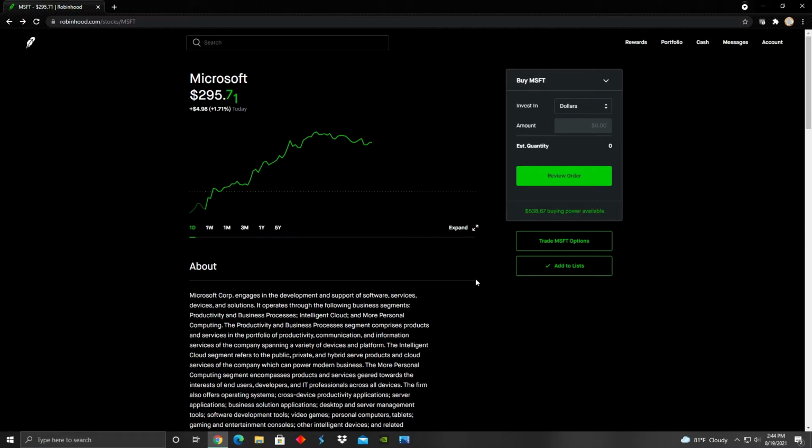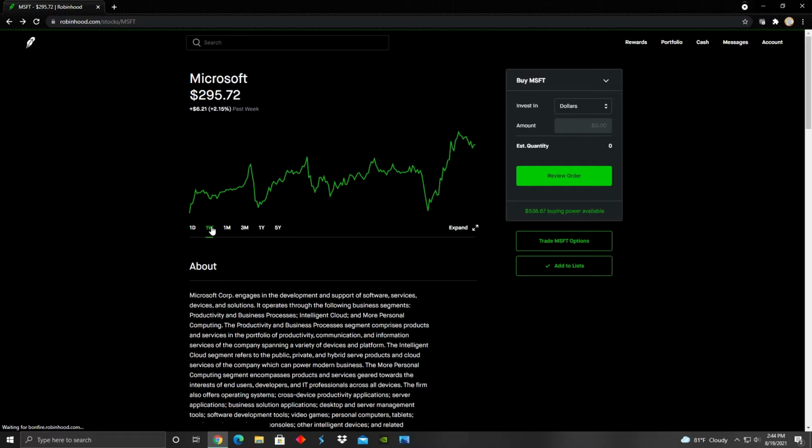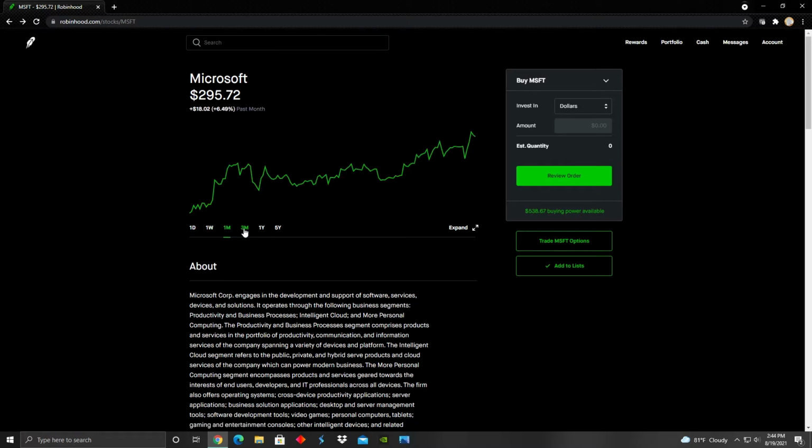So the first step to opening a call debit spread, from what I've experienced, is finding a stock that trades pretty stable generally. And one stock that I've been using to do this is Microsoft. If you look at Microsoft's weekly trends, monthly trends, the 3 month trend, they're pretty stable compared to some of their competitors like Apple and Amazon, whose stocks fluctuate a little bit more.